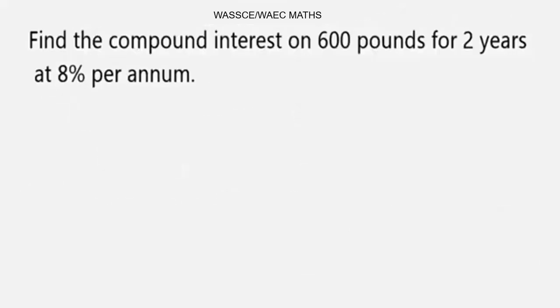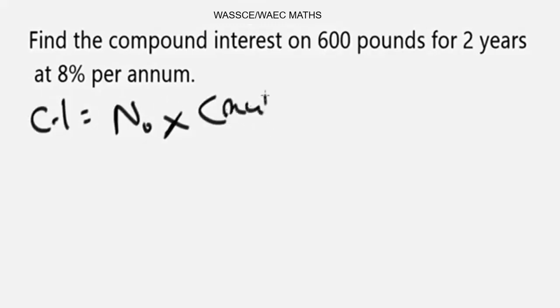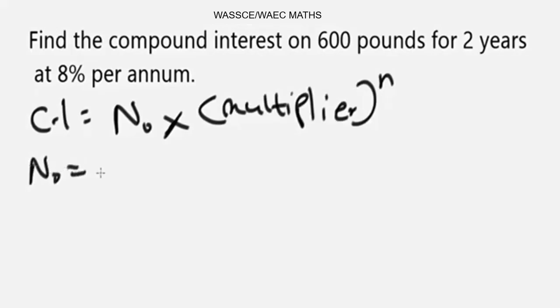Now let's look at this question. It says find the compound interest on £600 for 2 years at 8% per annum. From this question, remember, this is the formula we are going to apply: compound interest equals N0 times the multiplier to the power n. From this question, our N0, which is our principal amount, is £600, and our n, which is the duration, is 2 years.